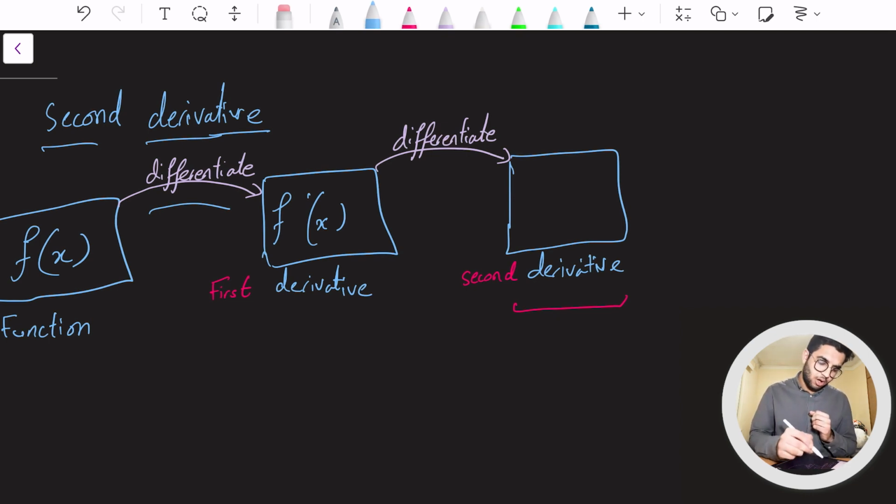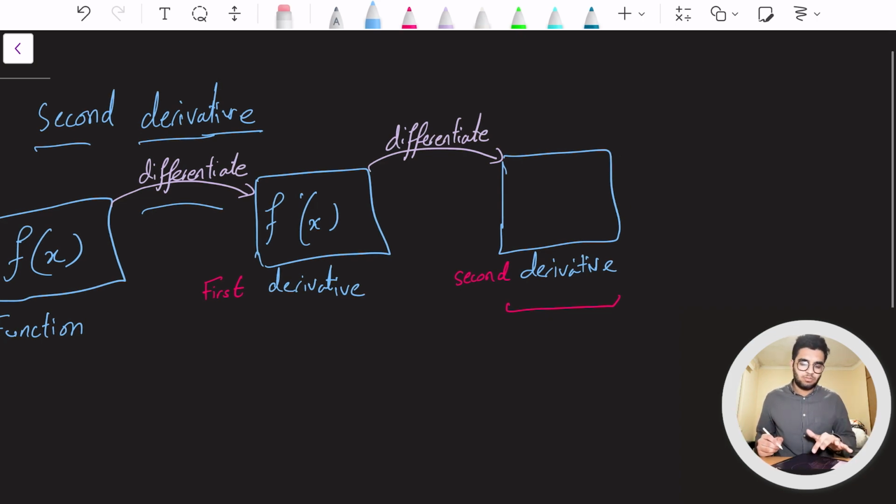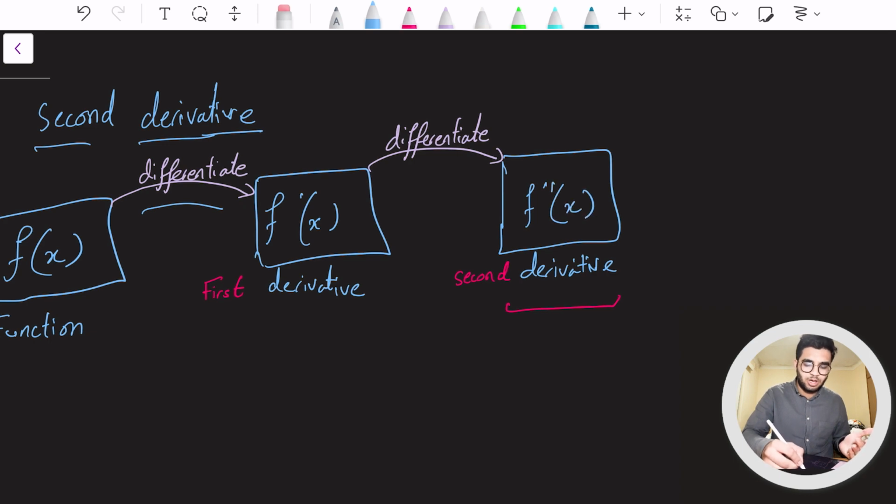So how do we notate it? I'm big on notation and I emphasize it a lot. When we go from a function to a derivative, we slap the dash there. When I go from a derivative to the second derivative, I'll just slap another dash there. So the number of dashes is equal to your derivative. If it's a second derivative, two dashes.